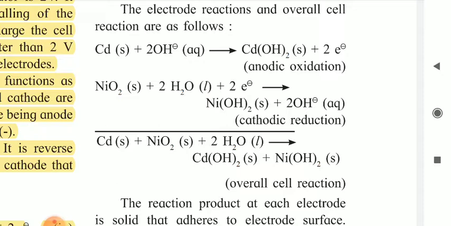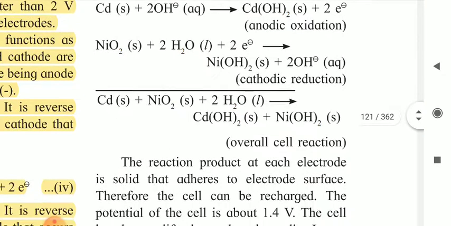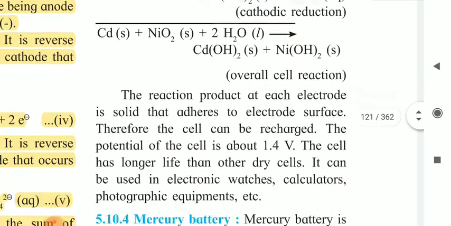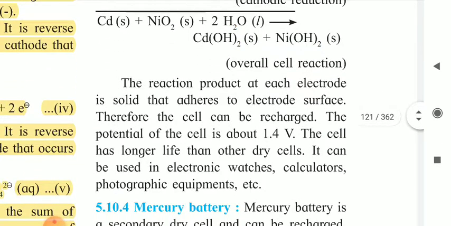And if you want to write the overall cell reaction, or the combined net cell reaction for this cell, then by cancelling the 2 electrons from the right hand side of the first reaction as well as from the left hand side of the second reaction, you will get the overall cell reaction like this. The reaction product at each electrode is solid that adheres to the electrode surface.